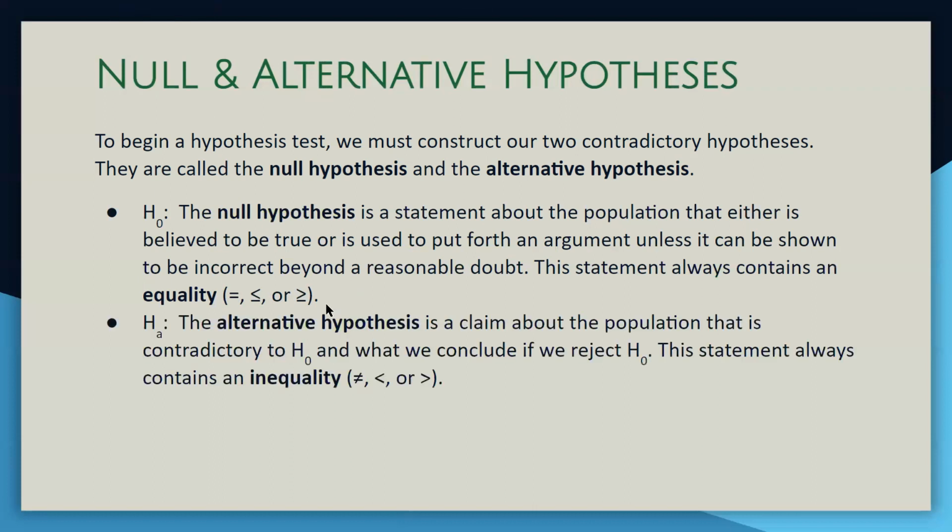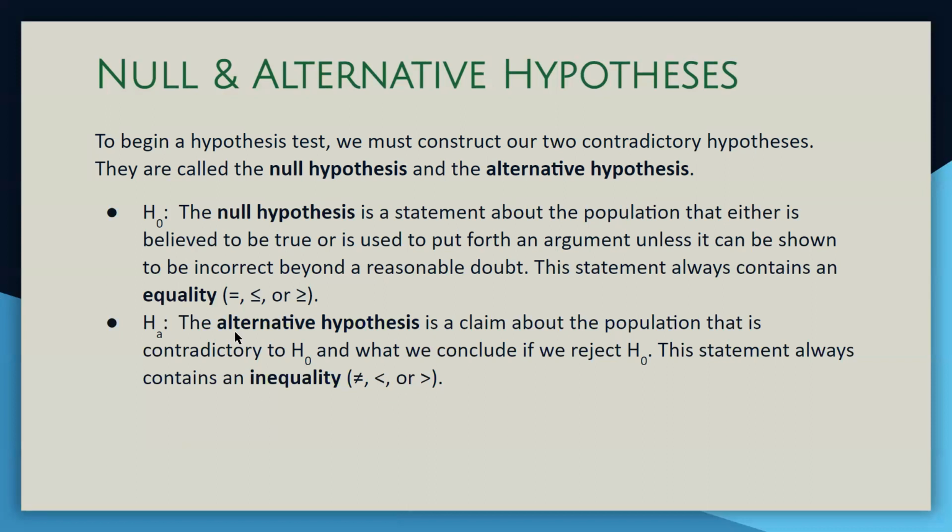The alternative hypothesis is then the claim about the population that contradicts the null. This statement always contains an inequality. So the opposite of equals is not equals. The opposite of less than or equal to is greater than. The opposite of greater than or equal to is less than.